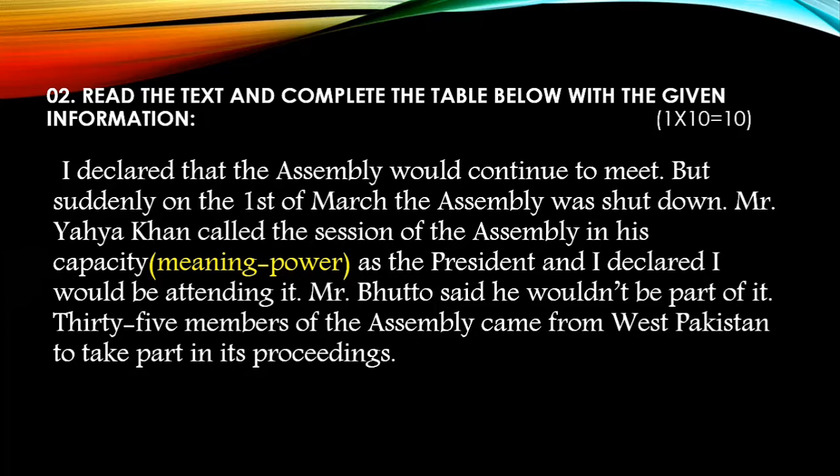I declared, it means Bangabandhu Sheikh Mujibur Rahman declared that the assembly would continue to meet. But suddenly on the 1st of March, the assembly was shut down.